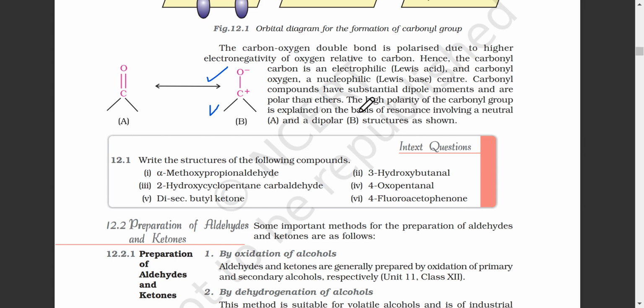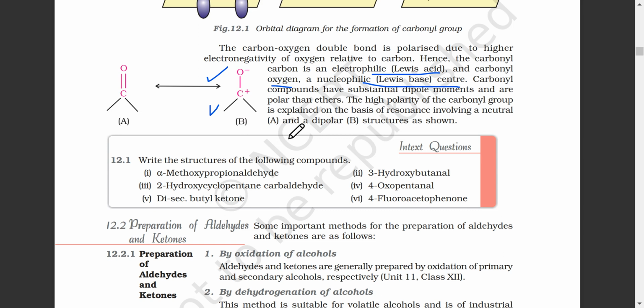Hence the carbonyl carbon is an electrophilic Lewis acid and carbonyl oxygen a nucleophilic center. This is important. What is a Lewis acid? Which can actually accept an electron pair, electron loving, electrophilic species. Fine. So Lewis acid electrophilic will be the carbon of the carbonyl group, and oxygen is electron rich, acts as a nucleophile. Lewis base can donate an electron pair.